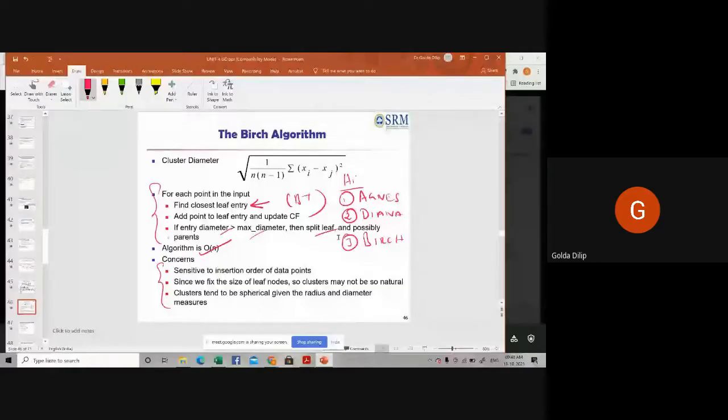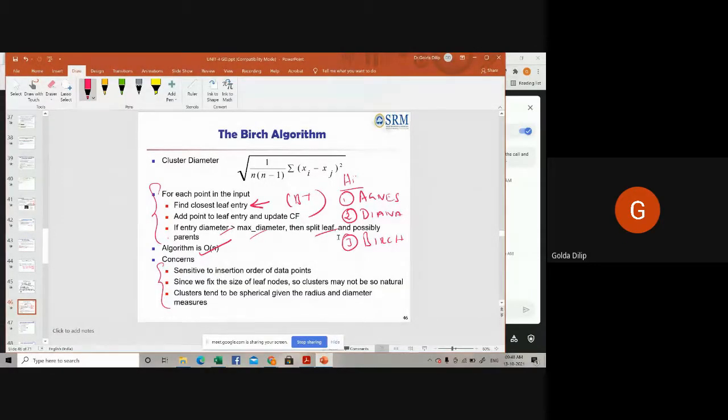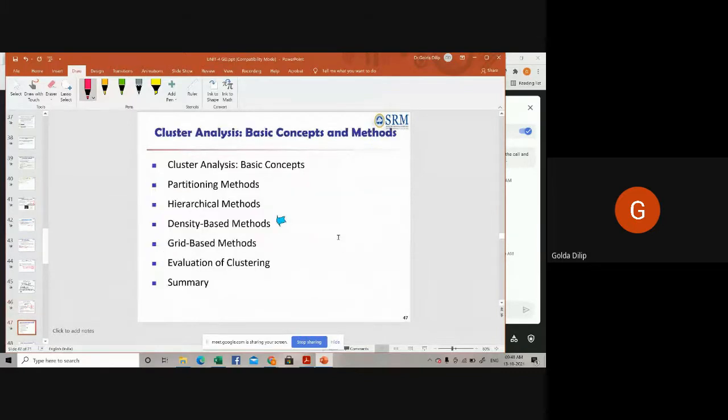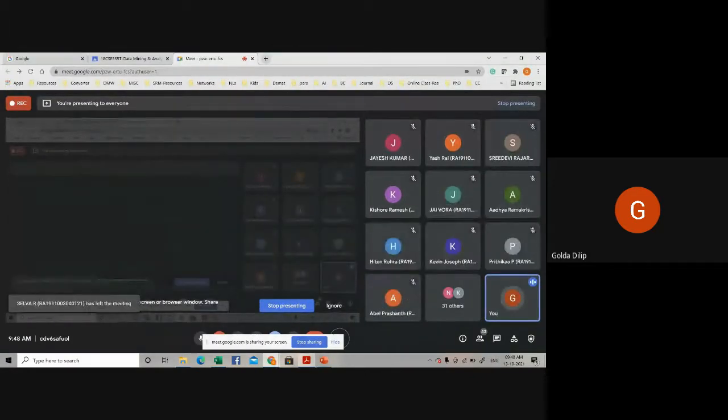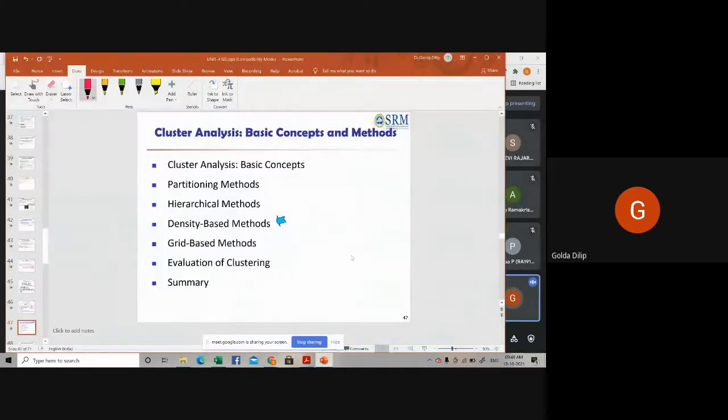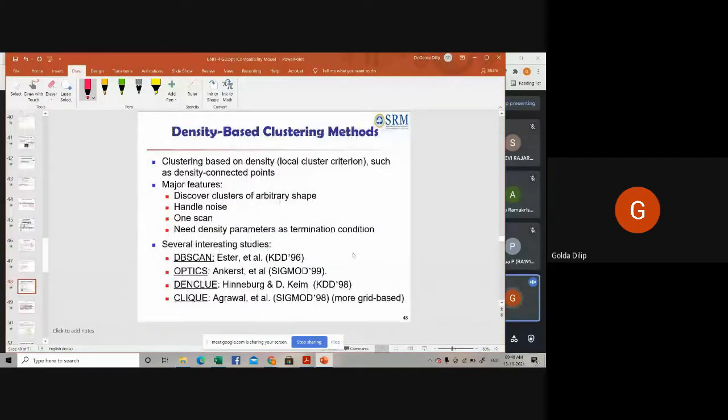Okay, so we have discussed partitioning techniques. We have discussed hierarchical techniques. Next we move on to what is called density-based techniques. 2 minutes, we'll discuss density-based techniques and then you can move on to the next class. Okay, 3rd and 4th hour is cancelled, so you can be happy, you can enjoy. So, density-based clustering technique.